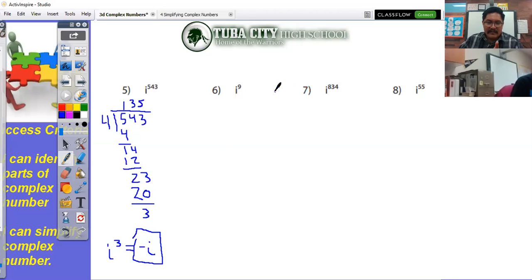Now with this one, number 6, I'm going to do that one a little bit differently. We could divide it. 9 divided by 4 is 2. But then if we count by 4, we get to 8, and we have 1 left over. So you kind of already know what this is going to be. But I'm going to show you each part step by step. So I'm going to put it into powers of 4, because again, every 4 times it repeats itself. So here I have i to the 4th power, which is i to the 8th power. But I need one more here.